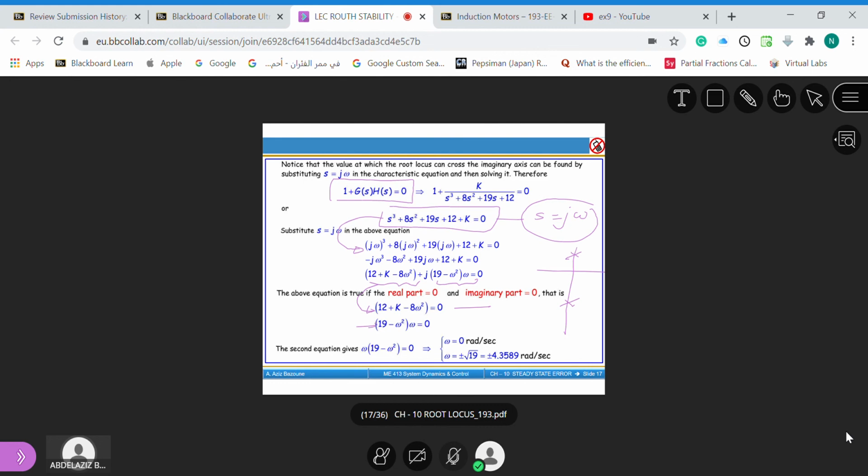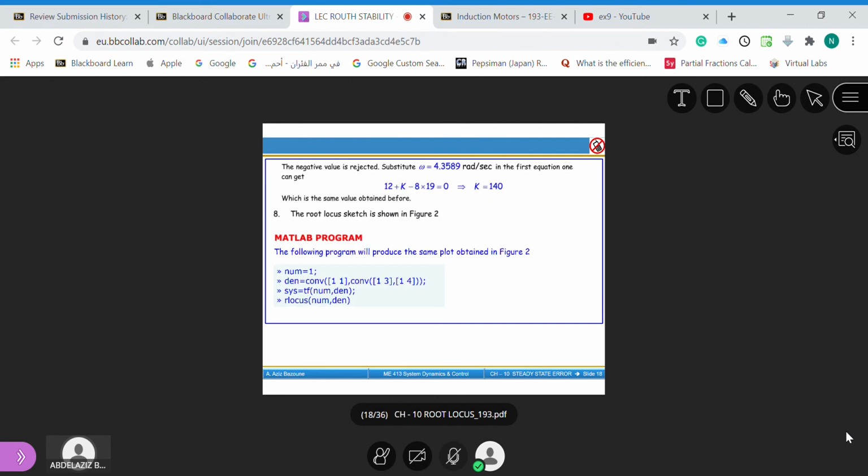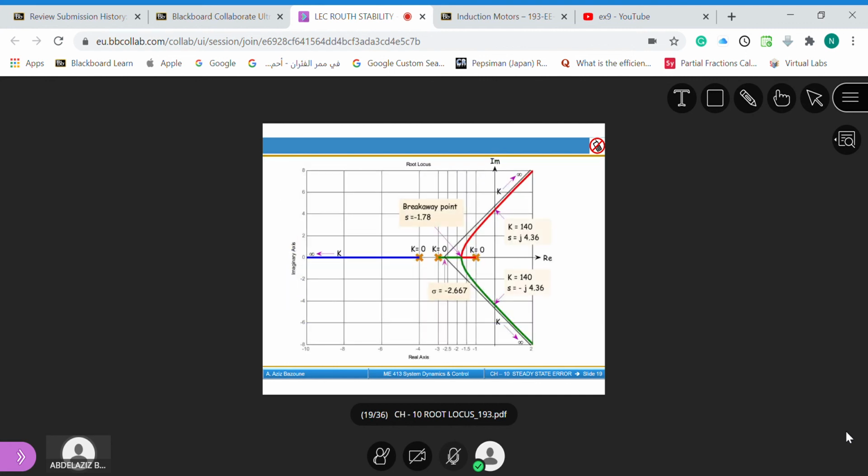If you solve this, the imaginary part equal to 0 and the real part equal to 0, it will give you omega is equal to square root of 19, or 4.3589, which is exactly 4.36 radian per second. You substitute here, omega is equal to 4.36, and you will find K is equal to 140, exactly like we did. So if we summarize what we have done so far, this will give you 140. You can do this with MATLAB, of course, and you will find it. Just apply this, and this is your root locus.